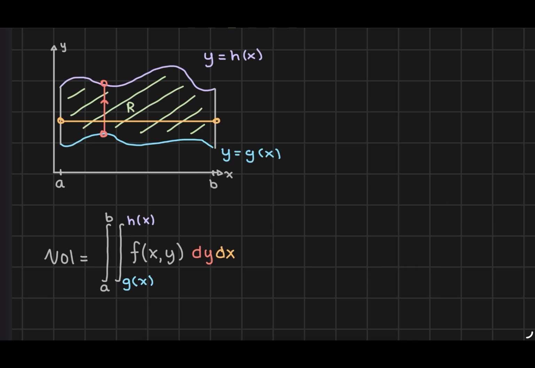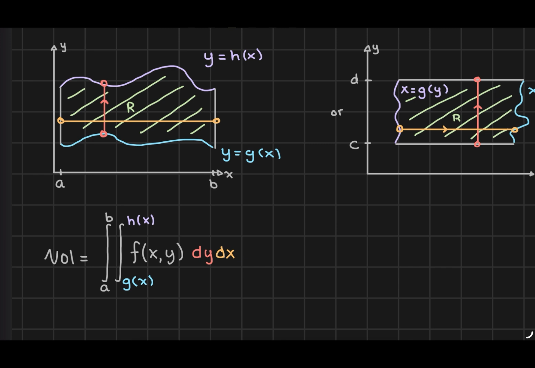Our dy is going to be dictated by going from the bottom function to the top function, and our dx is going to be dictated by going from the left to the right. One of these bounds is going to have to be a constant. So in this case, our dx is a constant. Like I said prior, that's what's going to give us a number.